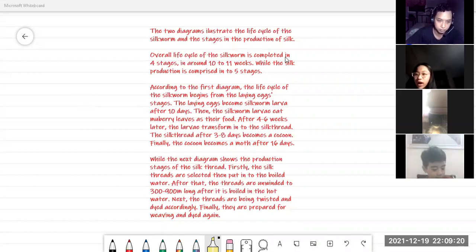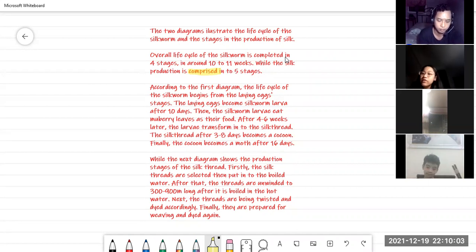According to the first diagram, the life cycle of the silkworm begins from the laying eggs. The laying eggs become silkworm larvae after 10 days. Then the silkworm larvae eat mulberry leaves as their food after 4 to 6 weeks. Later, the larvae transform into the seed thread. The seed thread, after 3 to 8 days, becomes the cocoon. Finally, the cocoon becomes a moth after 16 days.